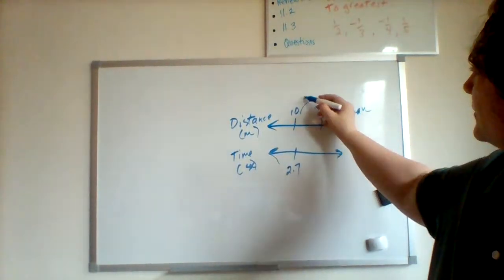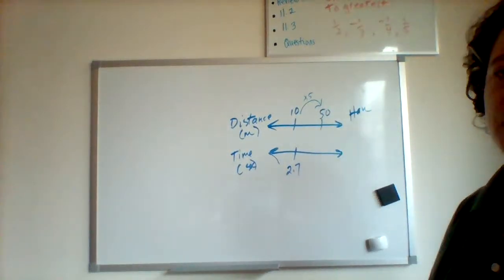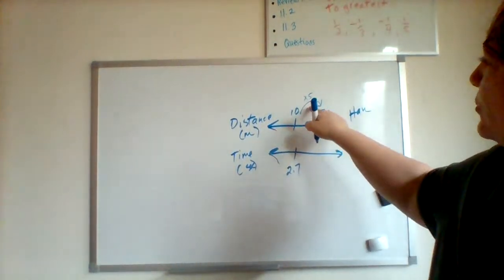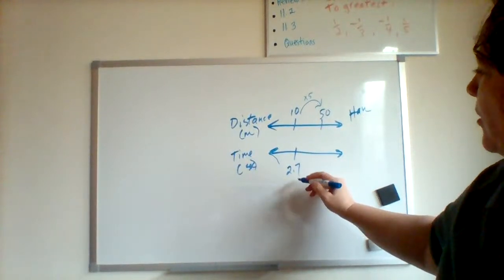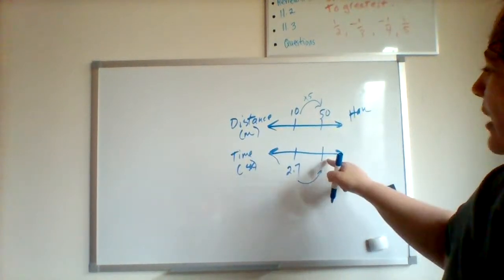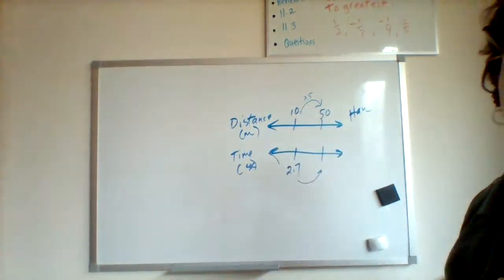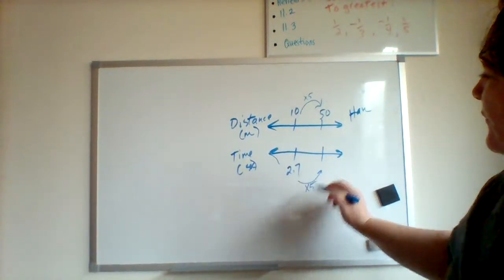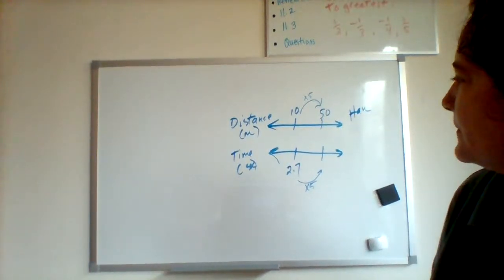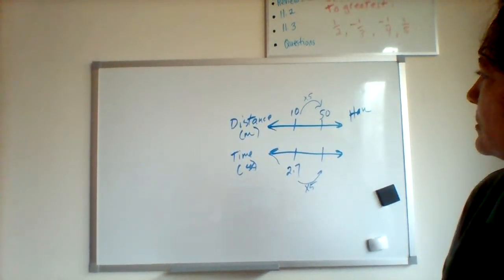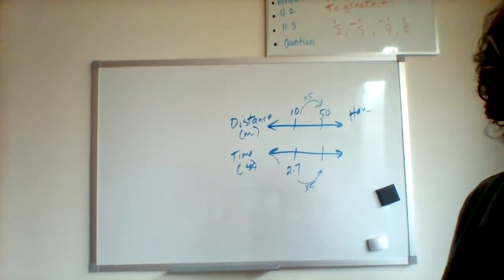What do we do here? To get from 10 meters to 50 meters, what do we have to do? Hopefully you guys are going to tell me that you have to multiply by 5. That's right, multiply by 5. If you do that here, we have to do it here also because we're trying to find equivalent ratios, right? We're trying to find the one that keeps the same rate. So what's 2.7 times 5, guys?